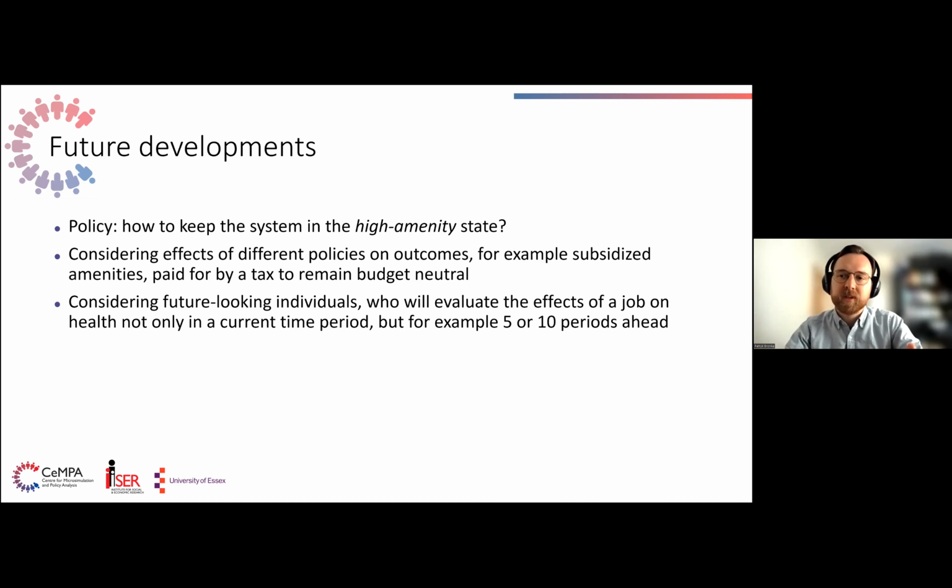And this is important because amenities that you get in the job have an effect on your health, and they add up over time, and the job that you choose today might have an effect on the level of health that you will have in 10 periods, for example, and what jobs might be available to you. Thank you very much.